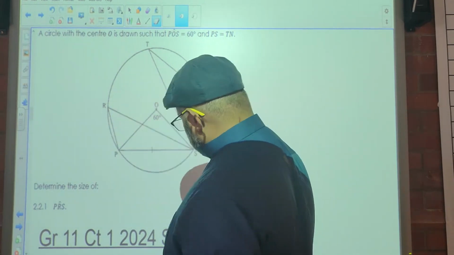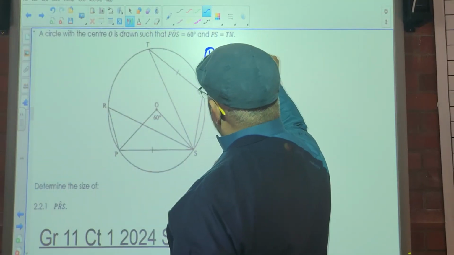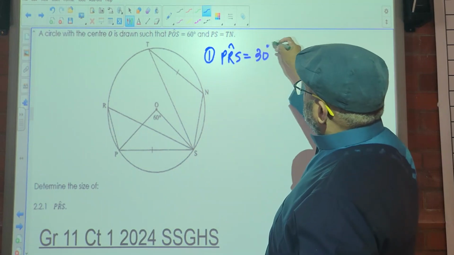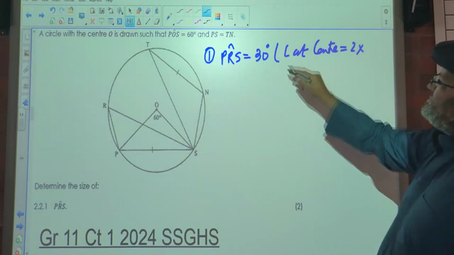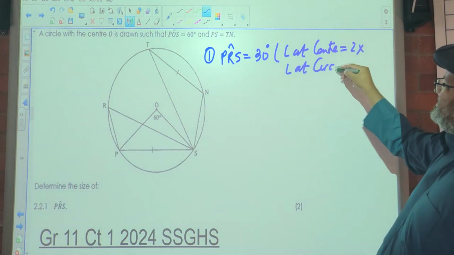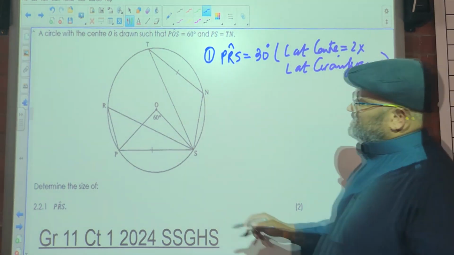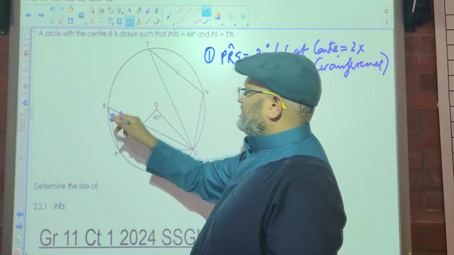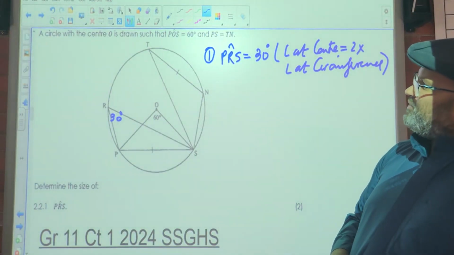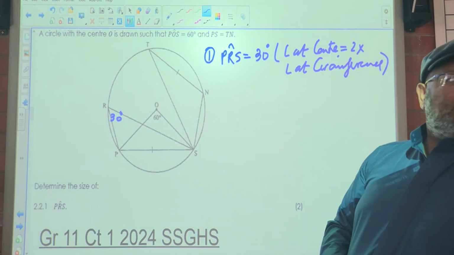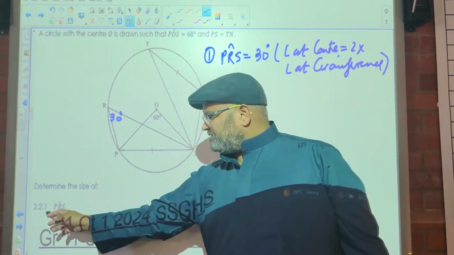Yes, sir. So then PRS is equal to 30 degrees. Angle at center is equal to 2 times angle at circumference. Okay, this is 30 degrees. This is 2.2.1.